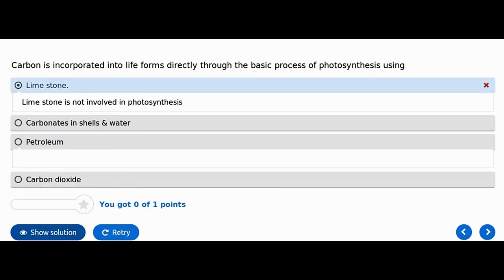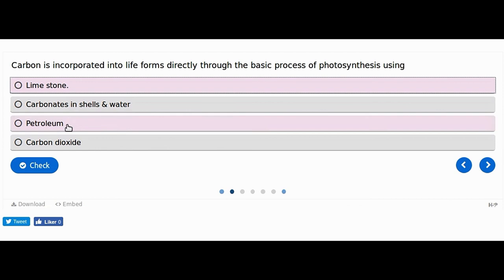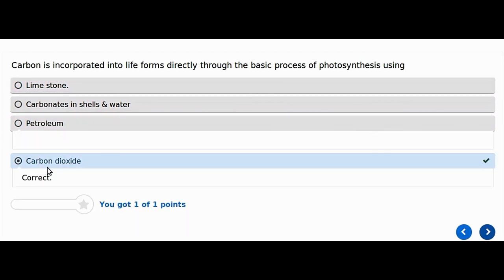Revisit the concept again. Limestone is not involved in photosynthesis. Correct. Carbon is incorporated into the life forms directly through the basic process of photosynthesis using carbon dioxide.